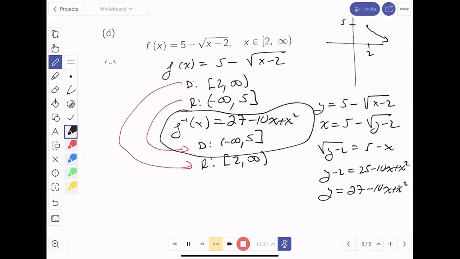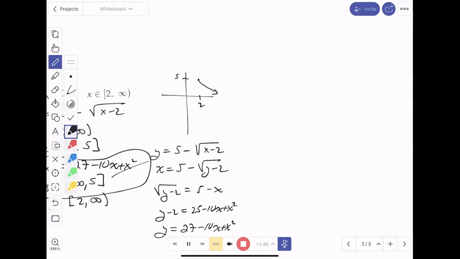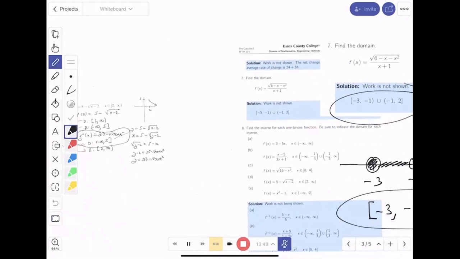Okay, let's look at the answer key. And again, I know I said a lot to you. You really should be looking at an answer key. And what do you see in F inverse? 27 minus 10x. I'm seeing that plus x squared. I'm seeing it. And I'm seeing the domain of minus infinity to 5. Looking good. All right. Let's go to the last one, which I believe was letter E, right?